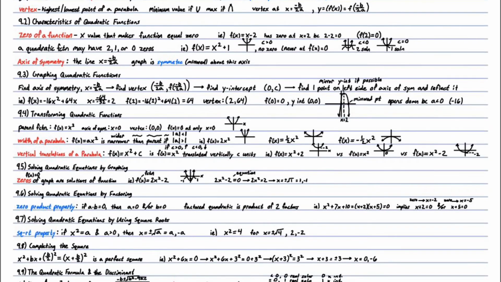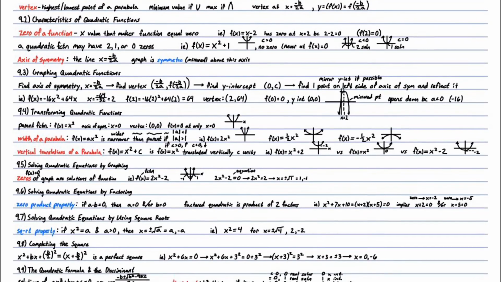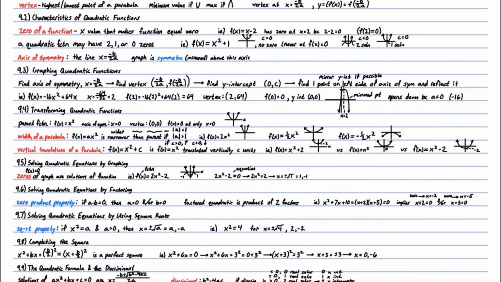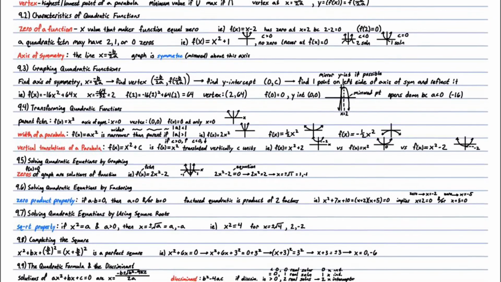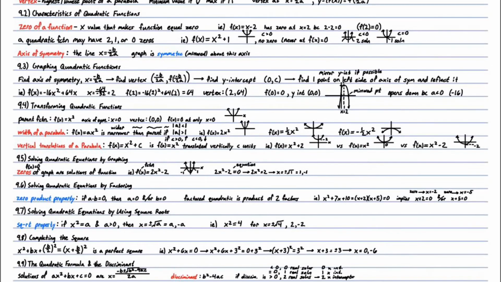The discriminant is the quantity that the square root is being taken of: b squared minus 4ac. If the discriminant is positive, there are 2 real zeros. If it is 0, there is 1 zero. And if it is negative, there are no real zeros.